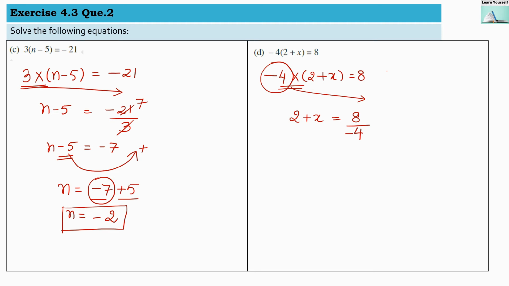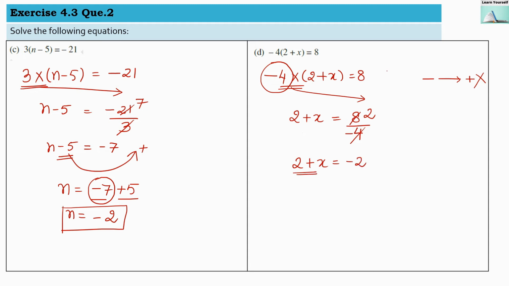It is not something like that which is negative number will change its side and it will become positive. This is not the case here. It is in multiplication, so it will go along with its sign. So here we will get 2, and that 2 we will get minus. So 2 plus x we will get minus here.